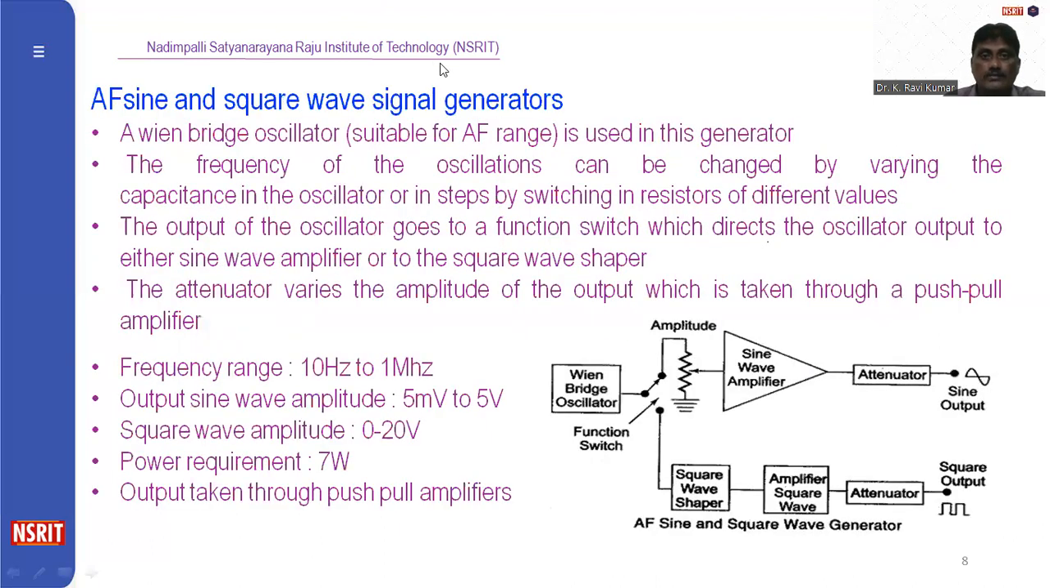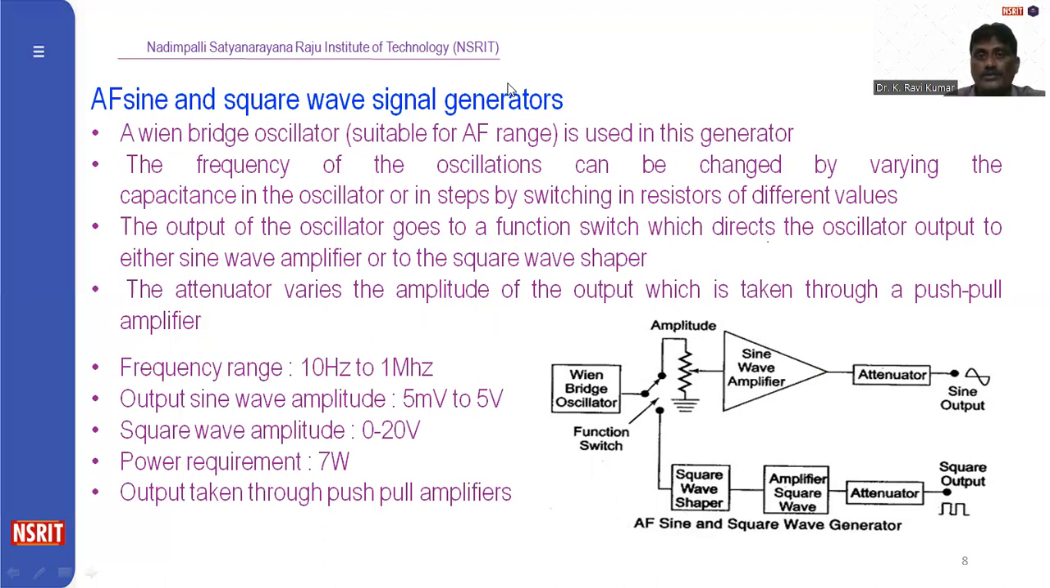Based on that, we have AF sine and square wave signal generators. AF sine wave as well as square wave signal generators. Here, this is the block diagram of the AF sine and square wave generator.